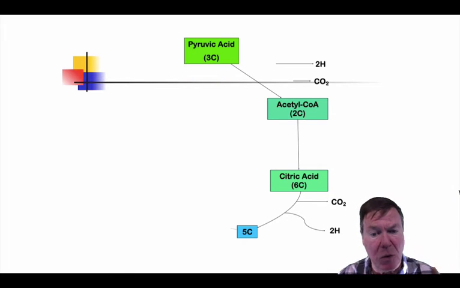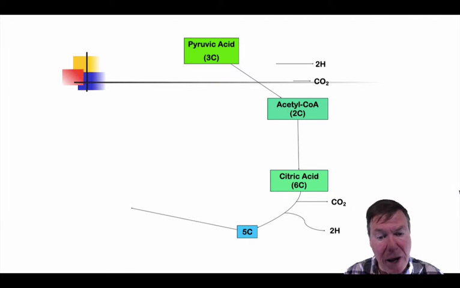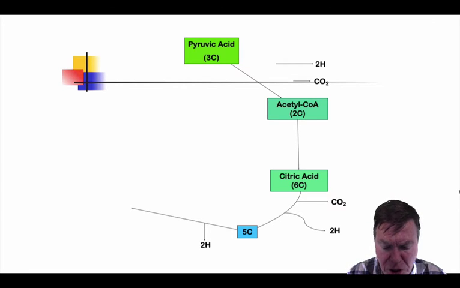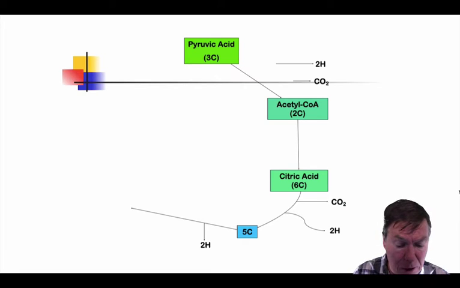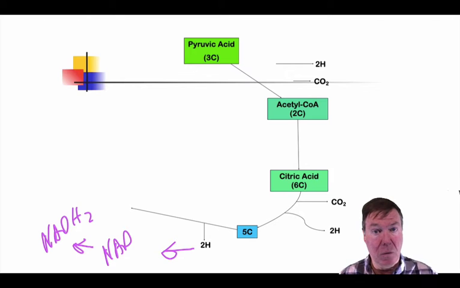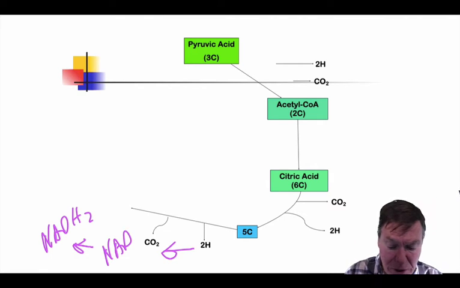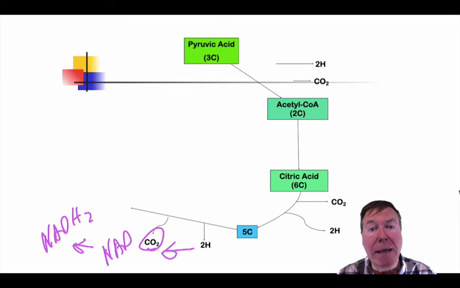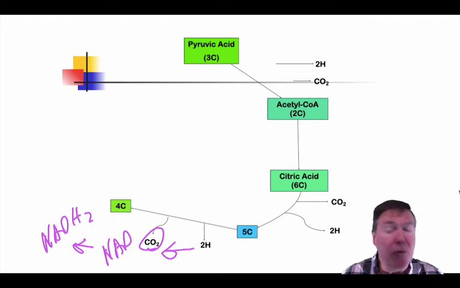Okay, picture's worth 1,000 words. Start with the 5-carbon and break off 2 hydrogens. Where could we put these 2 hydrogens? How about put them onto NAD, which will become NADH2. What a shock. Whenever we get rid of hydrogen, we put it on NAD. Works for me. Okay, so plus the carbon dioxide, where's that go? You exhale it. It becomes another 4-carbon molecule.